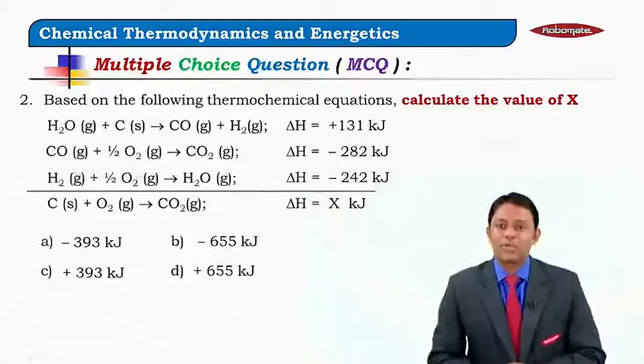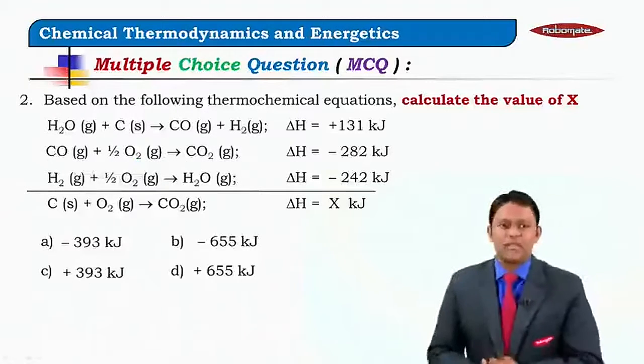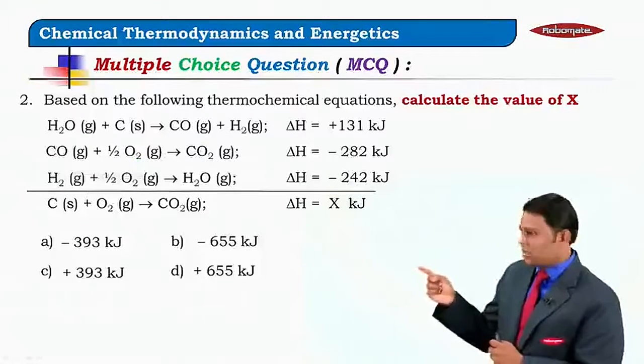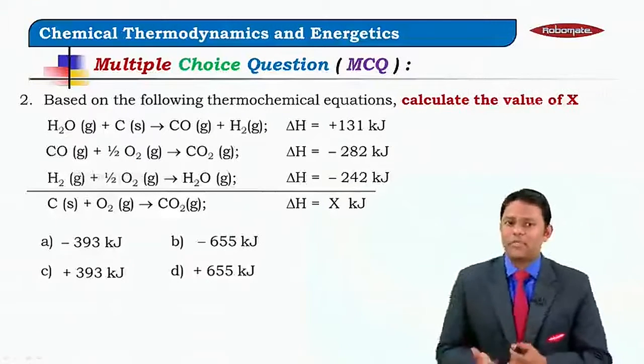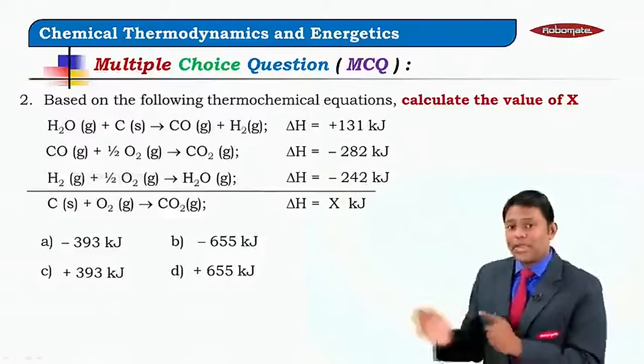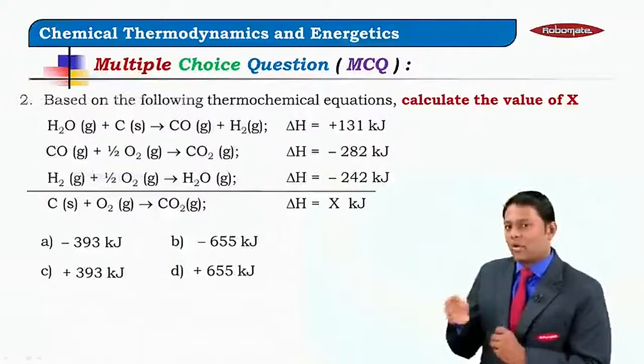Let's take the second question. Based on the following thermochemical equations, 3 equations have been given. Calculate the value of x. If you see the fourth equation, in that we have to calculate the delta H value of x. So what we want is carbon solid on the reactant side, oxygen gas on the reactant side, and carbon dioxide on the gaseous side.